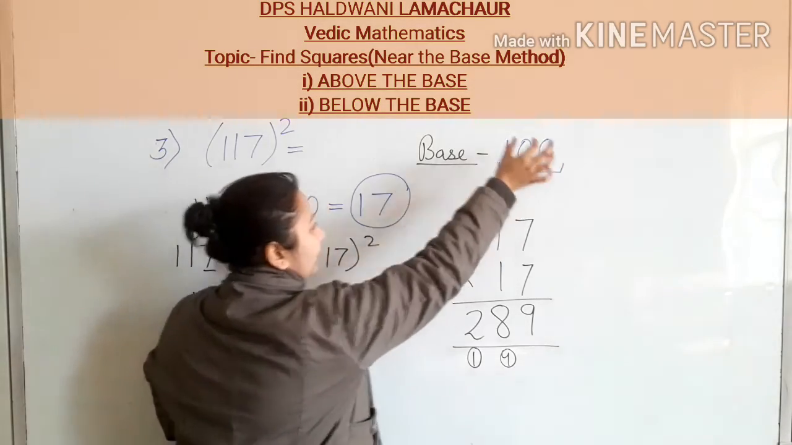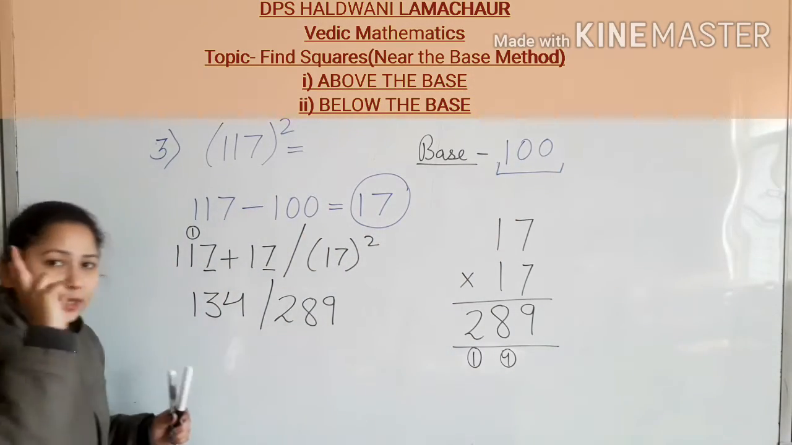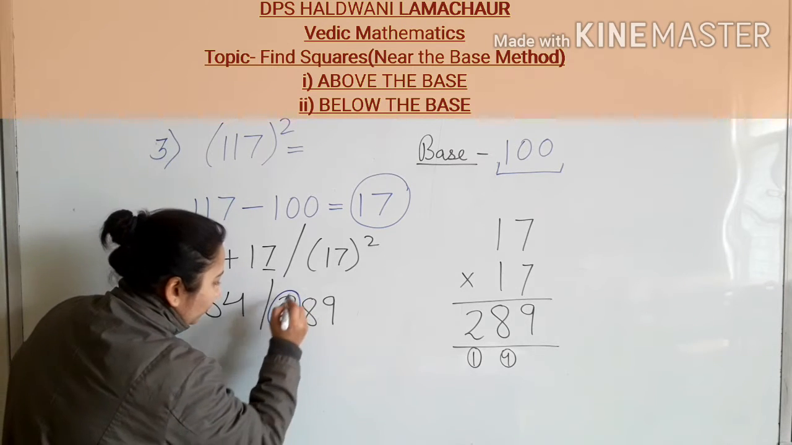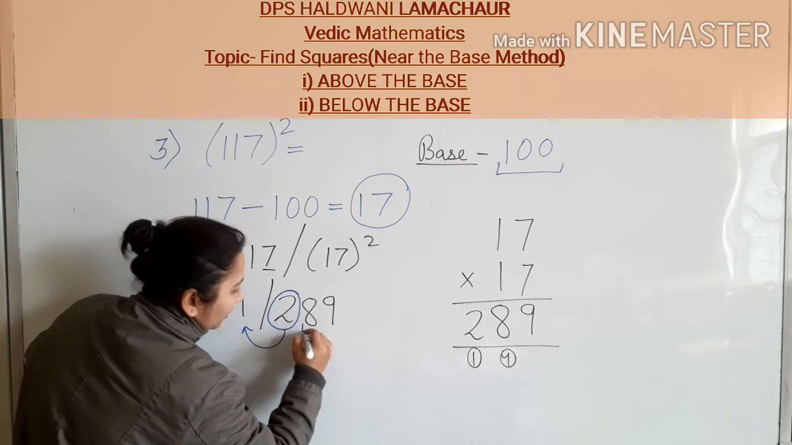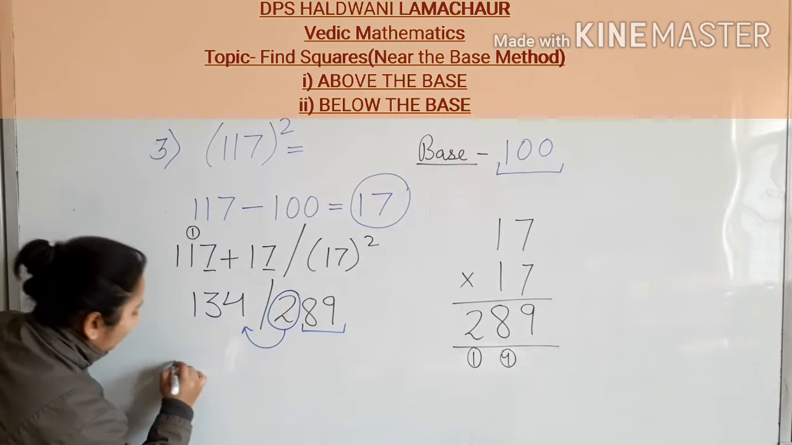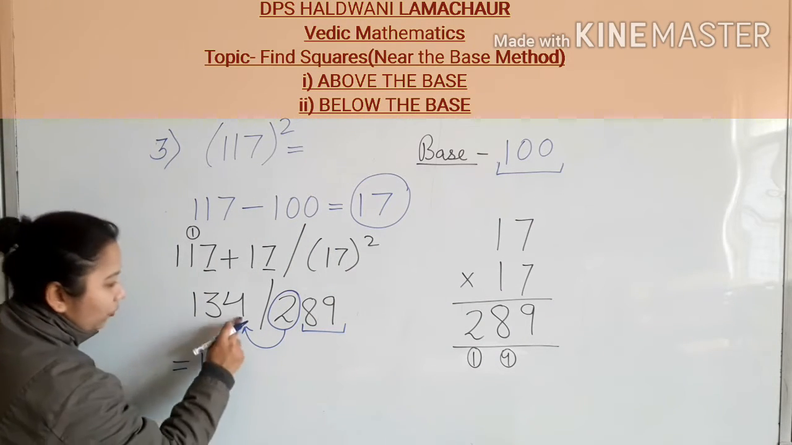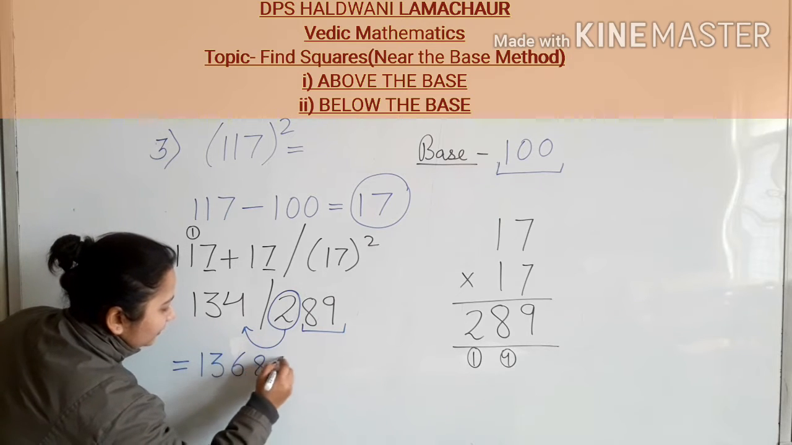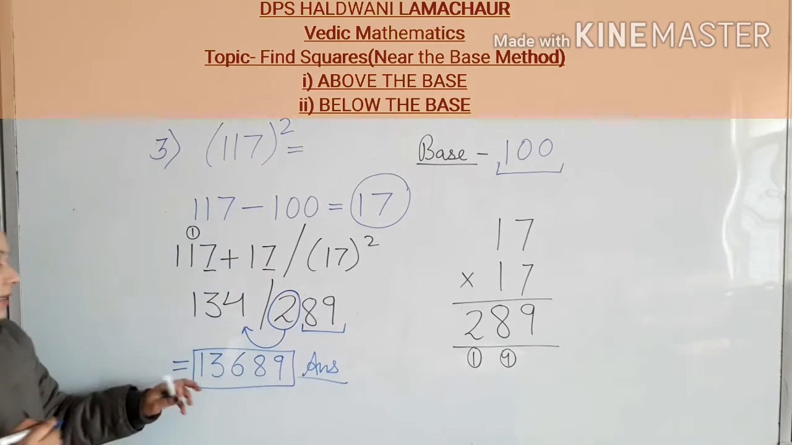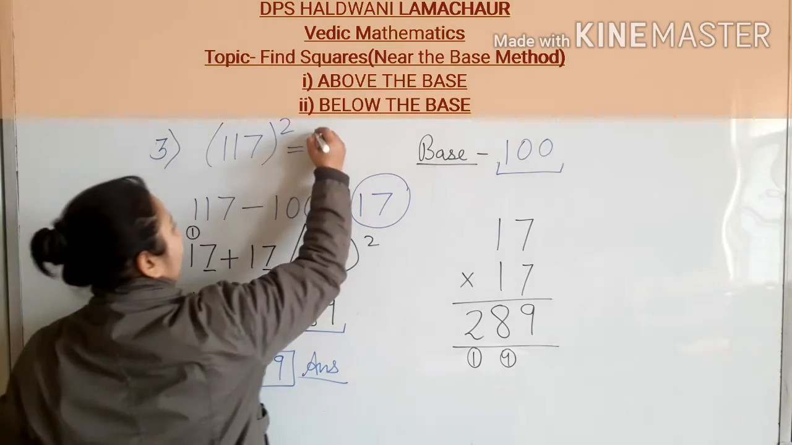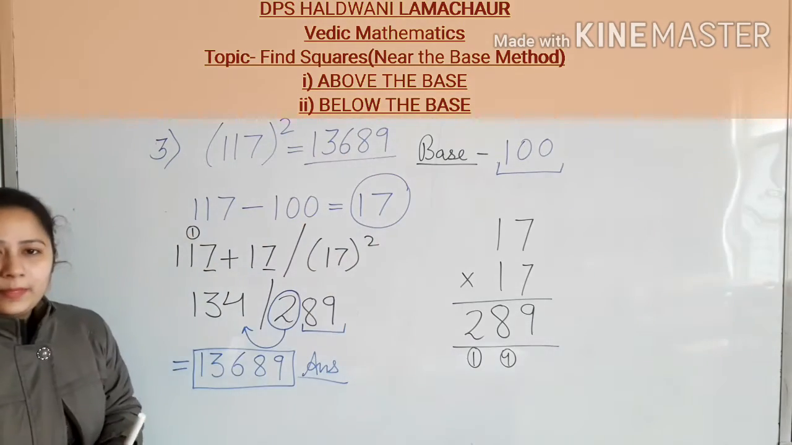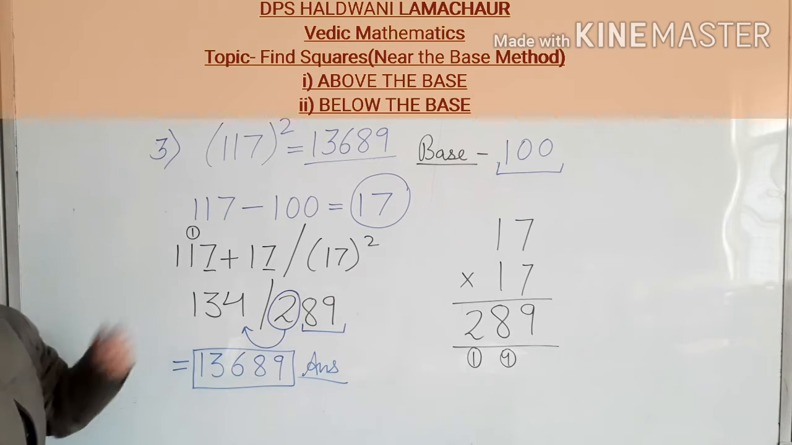So now here there are 2 zeros, so here should be only 2 digits. So this 2 will go carry, because we only have to take 2 digits since 2 zeros are there. Now the answer: 1, 3. Now 4 plus 2, 6, 8, 9, and your answer is 13,689. 1, 3, 6, 8, 9. I hope students you are getting this method.